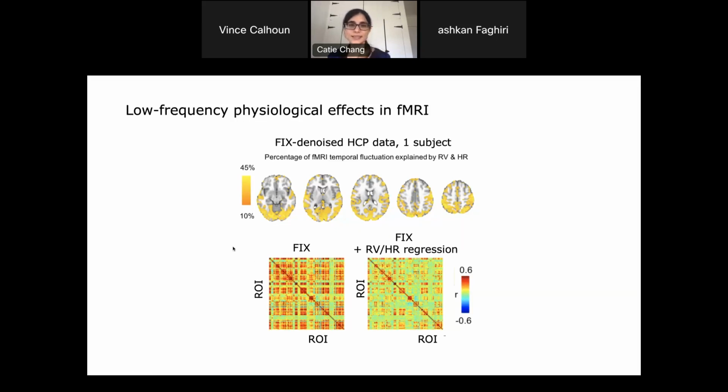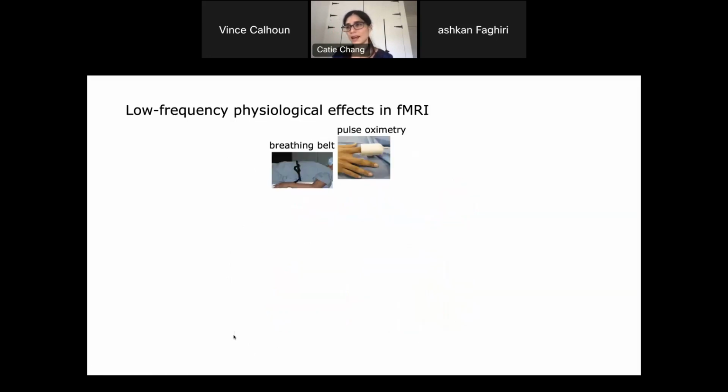This is not representative of all data sets, but for particular subjects, you can indeed find that the correlation structure of the data seems to have effects that at least correlate with respiration and heart rate. And so one of my interests has been in these effects. Actually, I got quite interested in how we can model and characterize what's happening in fMRI data as we see changes in breathing and heart rate.